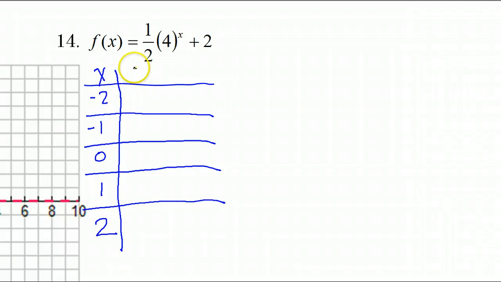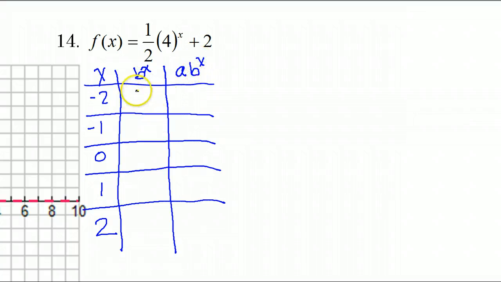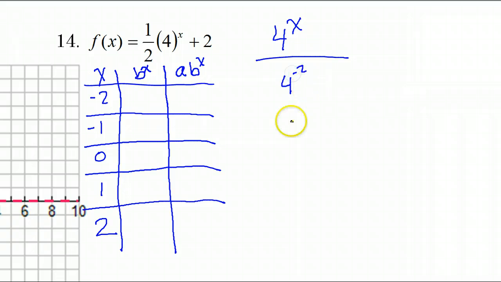Now, first we just do the parent function. So this will be the column for my b to the x power. Alright, I see that there's an a value, so I am going to leave room for a third column where I will do my a times b to the x power. So we're going to have to do a triple column anytime there's an a value. But let's start with the parent function. Okay, so remember, I'm doing 4. When I say the parent function is 4 to the x power, that means 4 to the -2 power, 4 to the -1 power, 4 to the 0 power, 4 to the 1 power, and 4 squared.